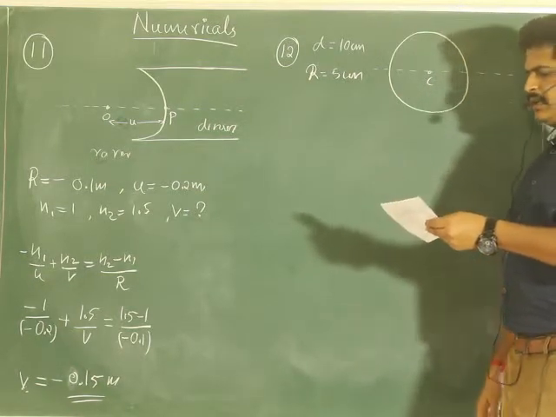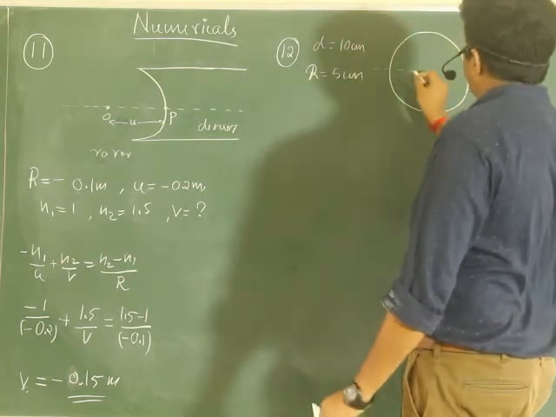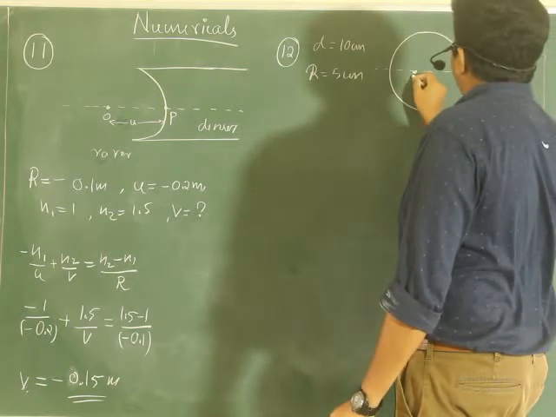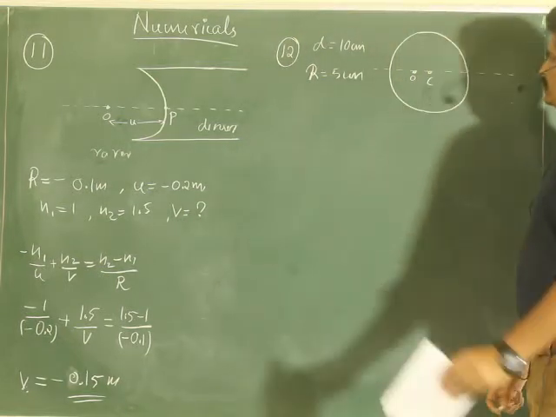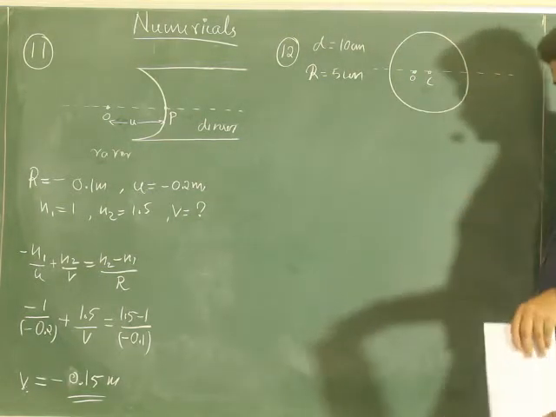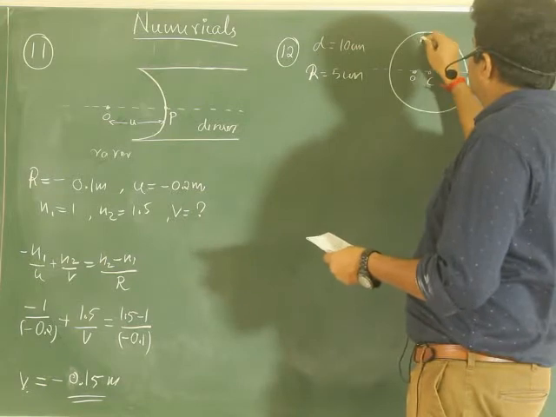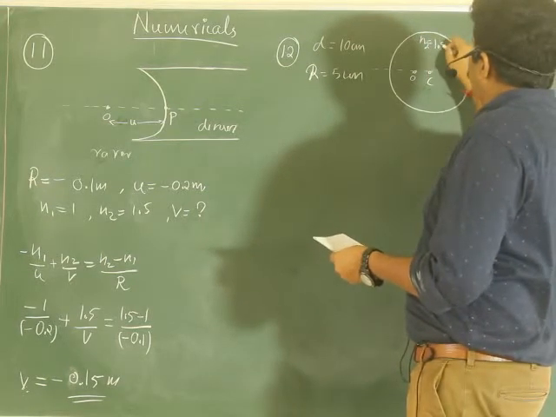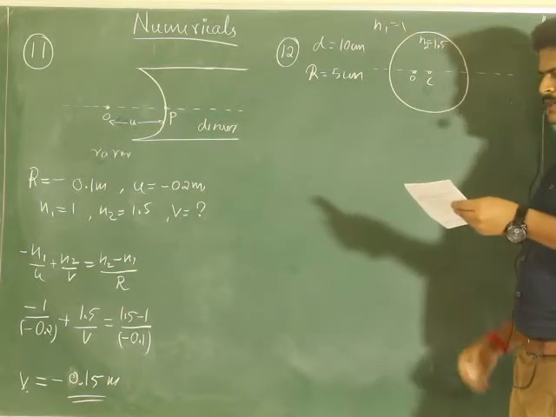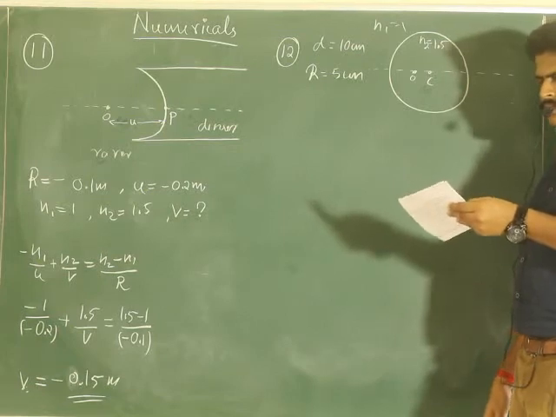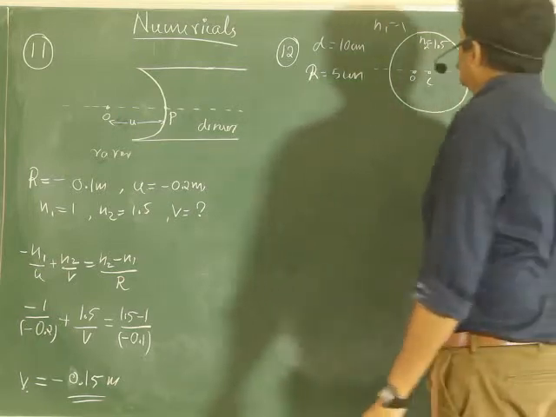Next, an air bubble is trapped at a distance of 2 centimeter from the center. So I will take everything this side. I will take the object here at a distance of 2 centimeter from the center. The refractive index of the material of the glass is 1.5. So this is N2 equal to 1.5, and this is N1 equal to 1, air only. Find the apparent position of the bubble when viewed through the surface of the sphere from an outside point.